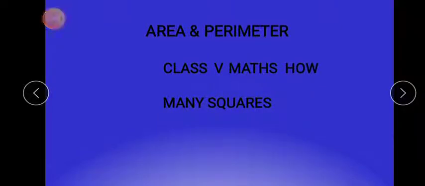Good morning, everyone. So, today let us learn the third chapter of class 5, How Many Squares. In this chapter, we are going to learn two important topics. One is area, and the other one is perimeter.